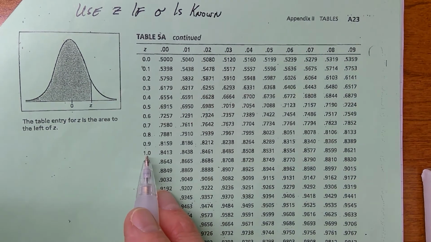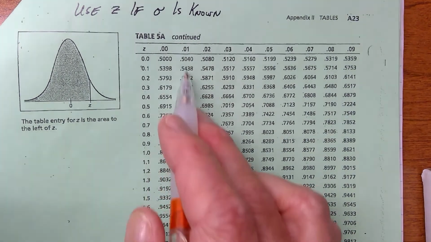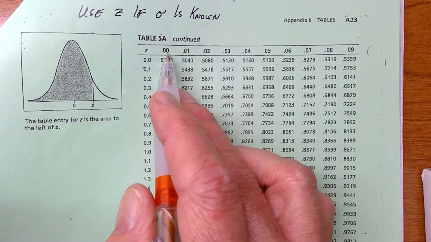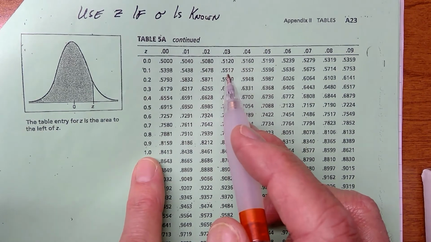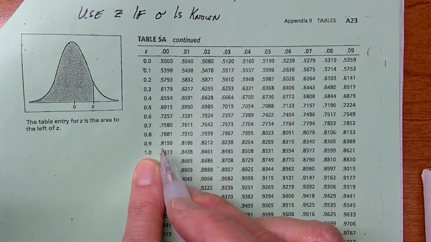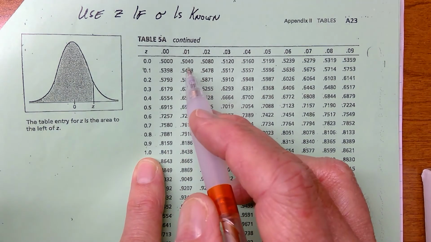It's always going to be 1 point and then 2 more numbers. So 1.0, and then your third number is up here, 0 through 9. Let me show you how it works. This is 1.00 right there. That's that 0.8413 that I wrote on the table. But let me show you the rest of them.